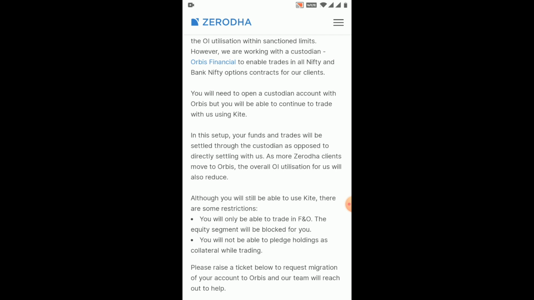As more Zerodha clients move to Orbis, the overall open interest utilization for us will also reduce. Although you will still be able to use Kite, there are some restrictions. You will only be able to trade in futures and options. The equity segment will be blocked for you. You will not be able to pledge holdings as collateral while trading. Please raise a ticket below to request migration of your account to Orbis, and our team will reach out to help.